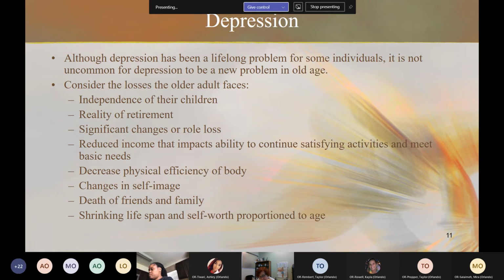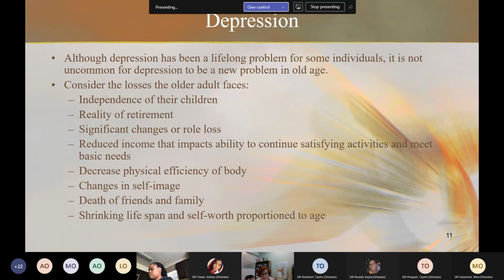We've talked about retirement. Perhaps they're no longer working, so they no longer have a place in society as far as a role. Or maybe they were in a leadership role and now they're not working anymore. Those are losses and can be very significant and impact that older person for sure. A reduced income obviously can affect them, their ability to get around, to go on vacations, to even eat properly, and meet those basic needs.